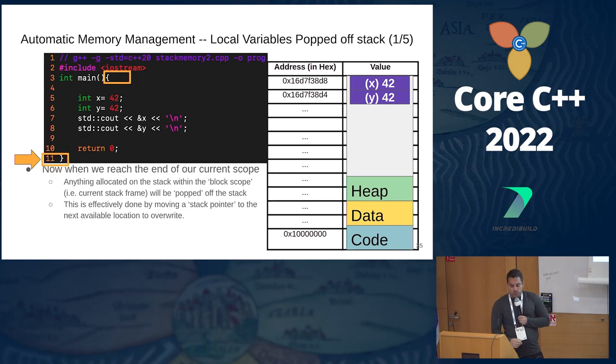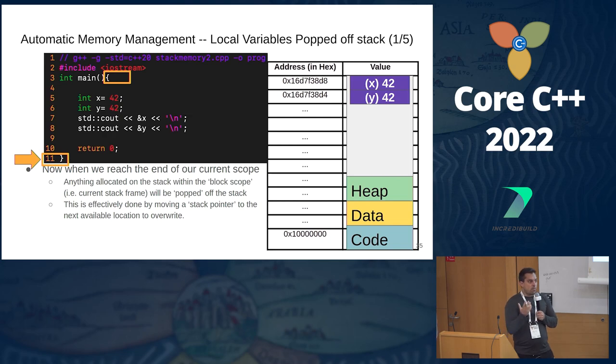All right, now when we reach the end of our current scope here with our curly braces, again, C++ being a curly-braced language, this is telling us that we've reached the end of the current scope in which we've allocated these variables here. Okay, now when you have a function like this, this is something called a stack frame, or just a frame for short. And what's going to happen is, as we reach this curly brace here, we're going to pop off our variables that were temporarily allocated on our stack in reverse order.